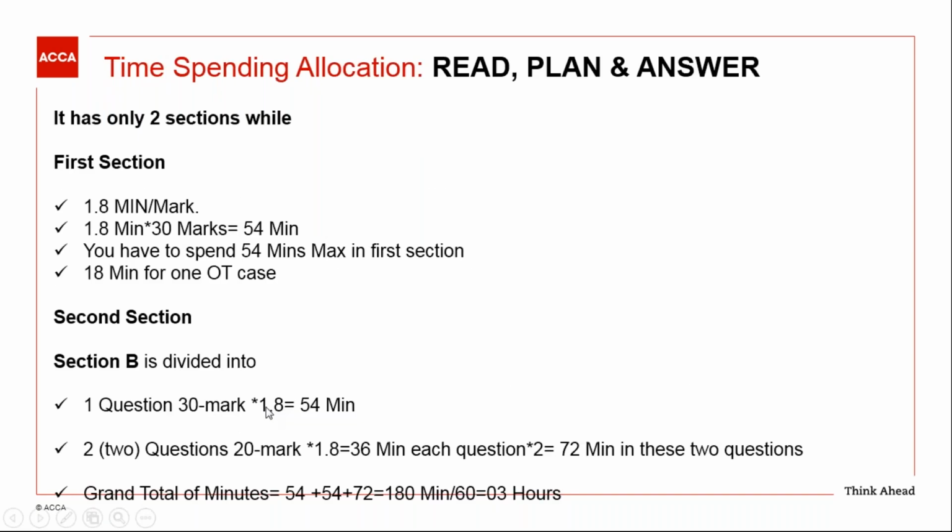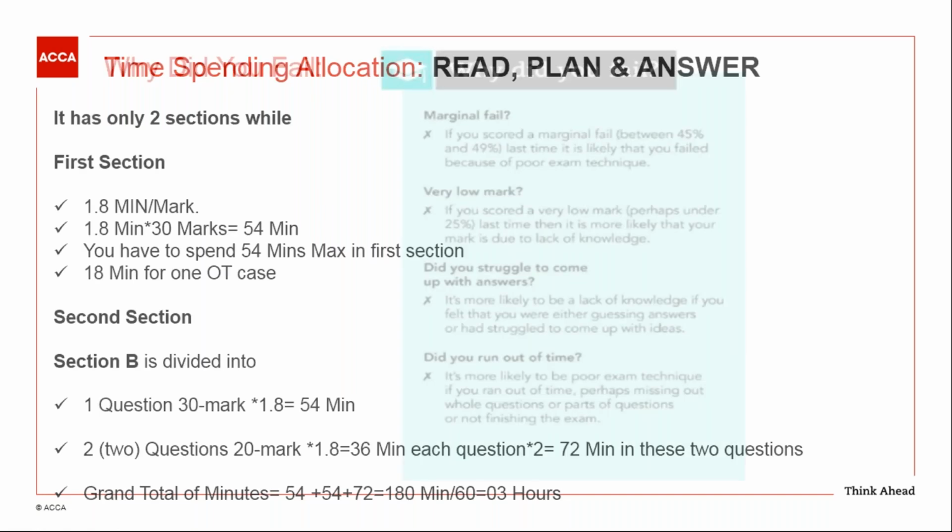Then we discussed the time spending allocation: read, plan, and answer. The crux of this slide was that you have 1.8 minutes per mark to attempt the whole paper. That's the crux which we discussed yesterday. I'm just giving the highlights for the students who were absent last day.